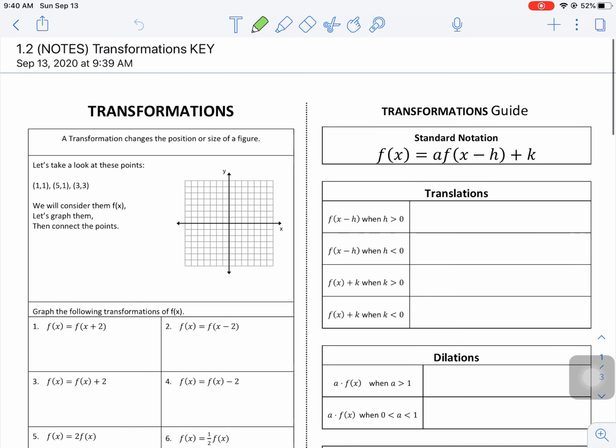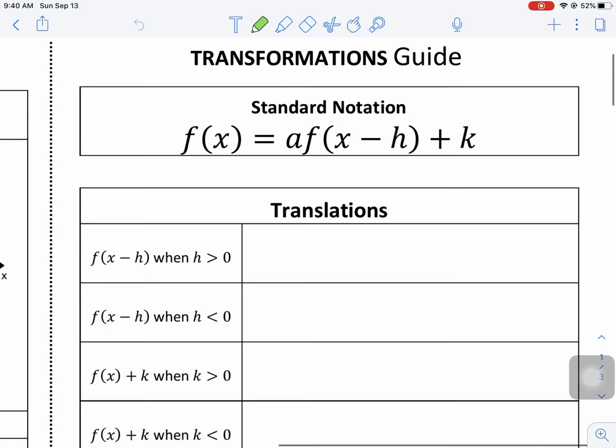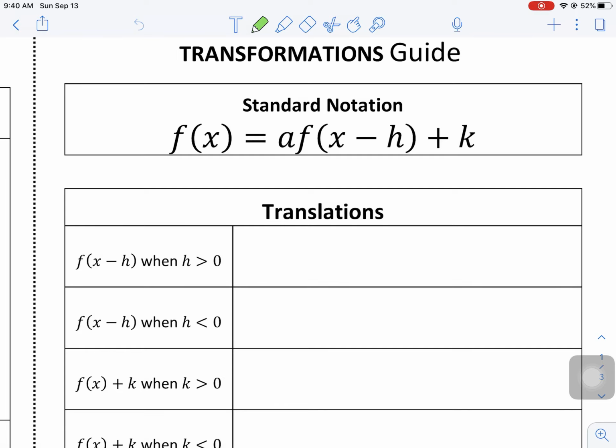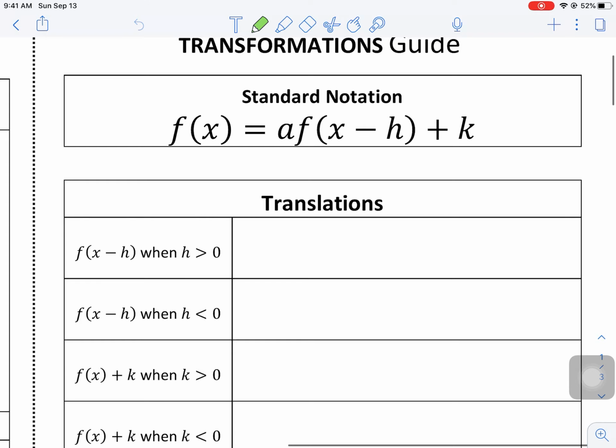Alright guys, so this is 1.2. 1.2 is all about transformations. So let's dive right in. We're going to start here on the right side. Okay, so transformations guide. This is kind of like the main bulk of the notes right here.